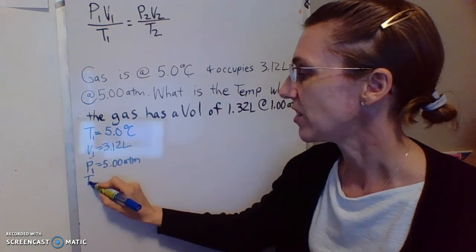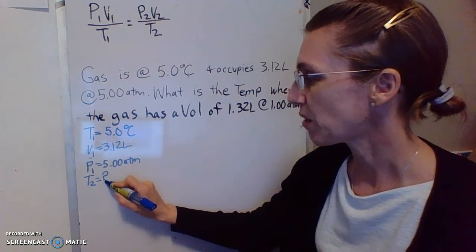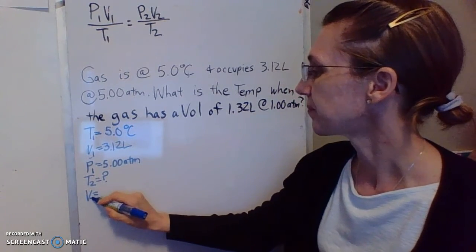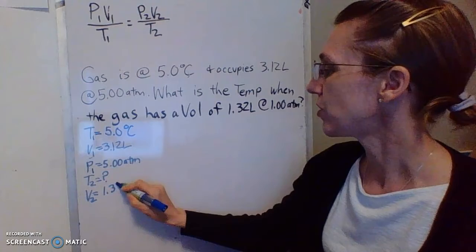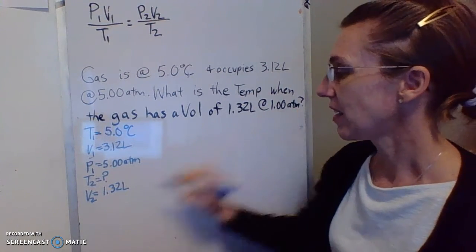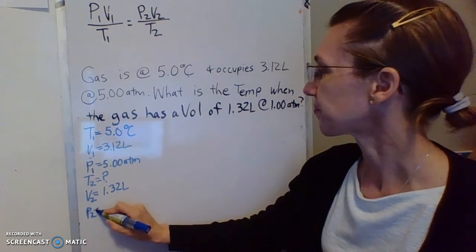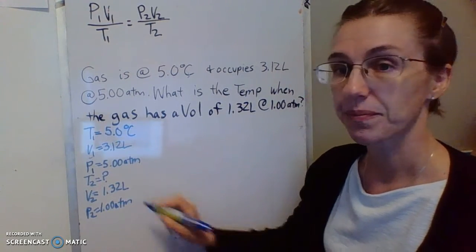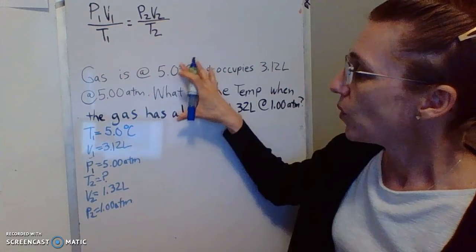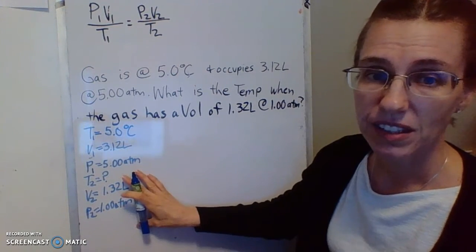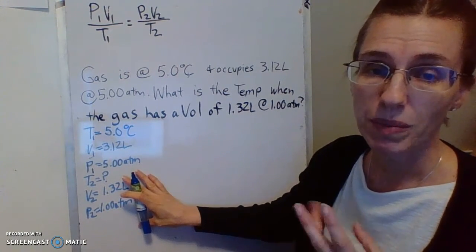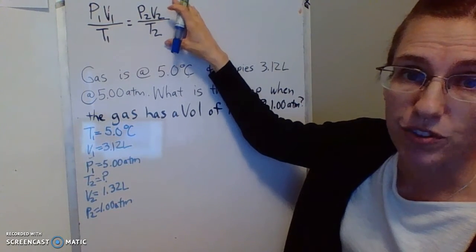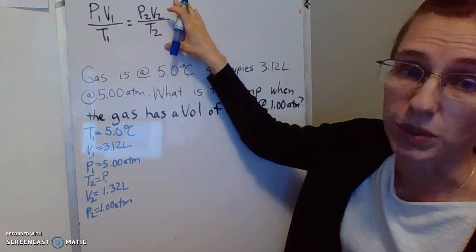What is the temperature? So we know something's changed. We've got a second condition, and it's asking for what that temperature is. When the gas has a volume of 1.32 liters at 1.00 atmospheres. Okay. So we've got two conditions. We've been working with pressure, volume, and temperature. So we know we need the combined gas law. All three variables are changing. No other gas law is going to work.